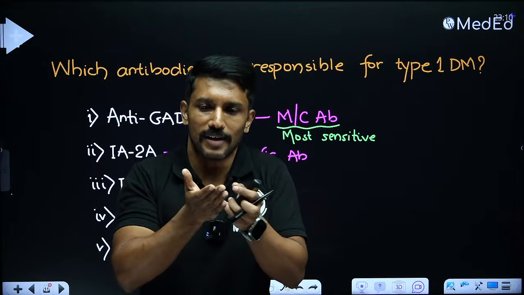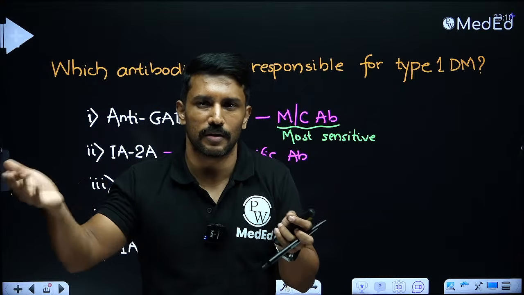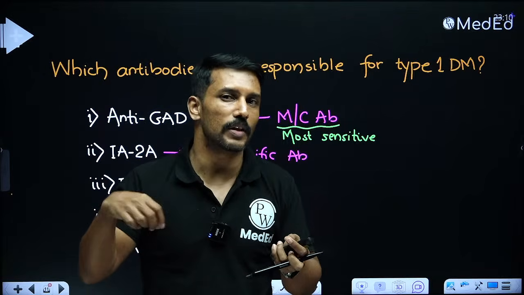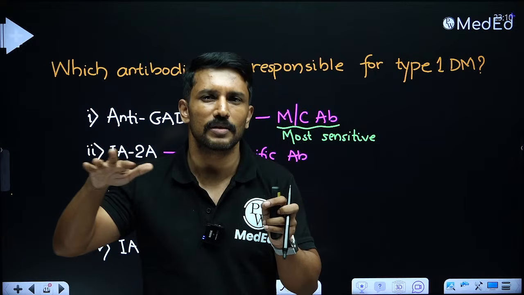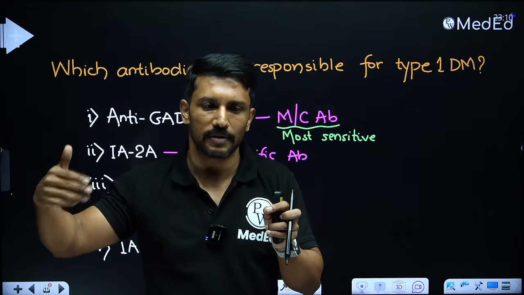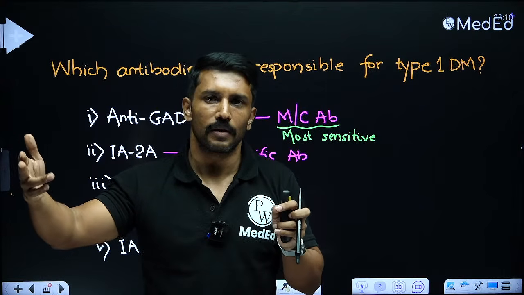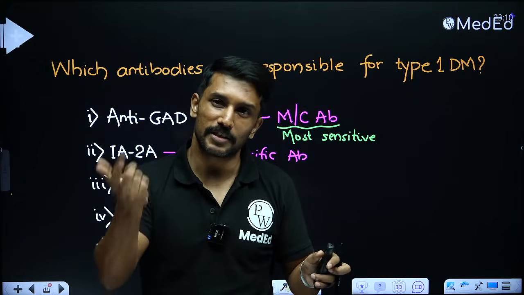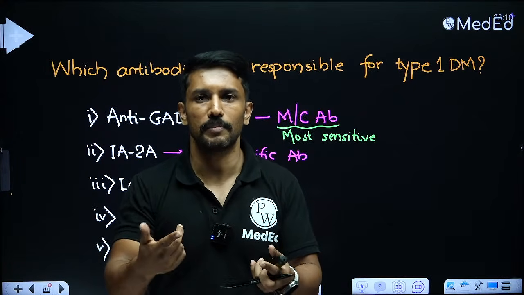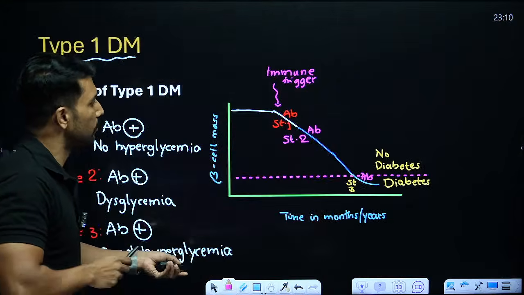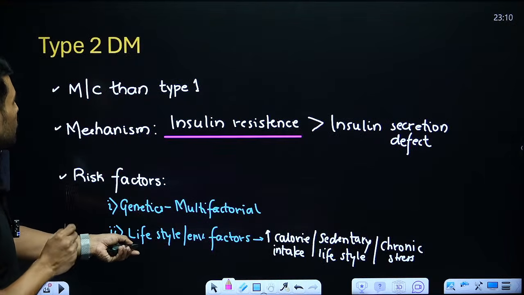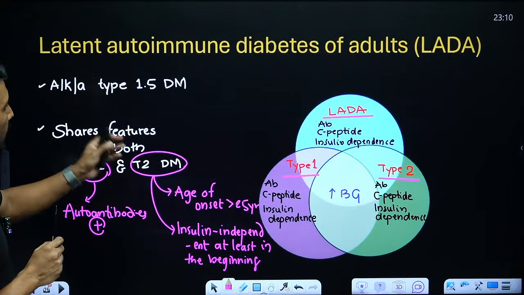So because of that, at least initially, maybe for 6 months, 1 year, 2 years, you may be able to manage them without giving insulin, because beta cells are still producing some amount of insulin. But later, after 6 months, 1 year, 2 years, the remaining beta cell mass will also be destroyed by antibodies, and then they will become insulin dependent. That is the summary of the latent autoimmune diabetes of adults.